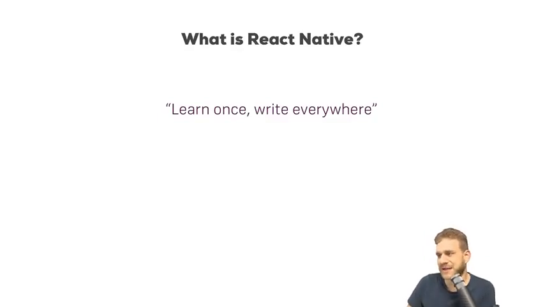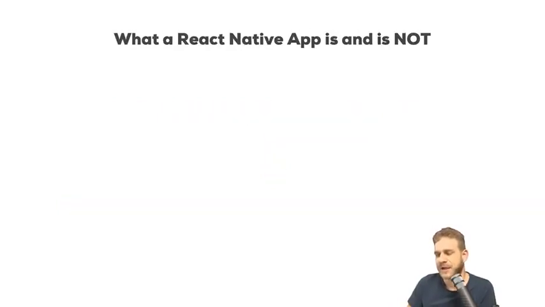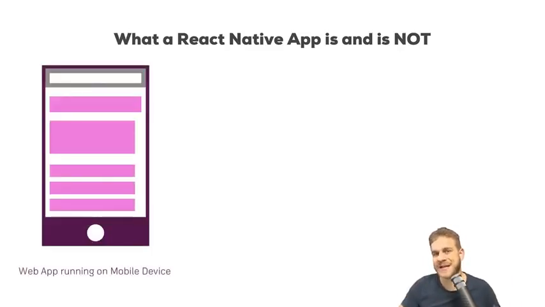The idea behind React Native, of course, still is that we write real mobile apps, and I want to emphasize that, real native apps, not wrapped in some web view or anything like that, with JavaScript and React and the React Native library, which gives us a lot of utilities, helpers, and a couple of other things you will see in this video. So what is a React Native app, and maybe more importantly, what is it not? When you build an app with React Native, you're not building a web page running in the browser on your mobile device. That's not the case. You're not building a web page.